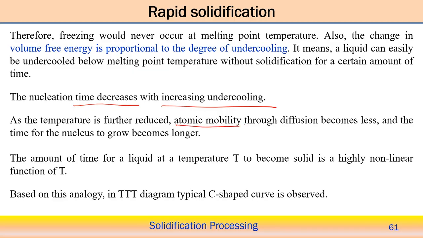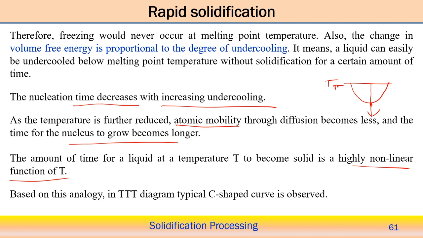Now, as the temperature is reduced, the atomic mobility through diffusion becomes less, because the temperature is further reduced. Suppose this is the melting point temperature and some degree of undercooling is there. Below that, the atomic mobility through diffusion becomes less and the time for the nuclei to grow becomes longer. So atomic mobility becomes less, but the time to grow for the nucleus is much more in this situation. That means that with further lowering of the temperature, the amount of time for a liquid at a temperature T to become solid is a highly nonlinear function of T. That is also true, because the amount of time for a liquid at a particular temperature becomes a very nonlinear function, not linear.